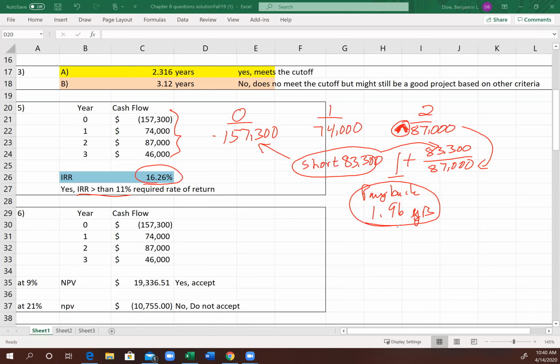Now, we found the IRR at 16.26%. And then problem 6 says, for the cash flows in the previous problem, suppose the firm uses an NPV decision rule. At a required rate of 9%, what is the net present value? Should the firm accept the project? What if the required rate of return was 21%?